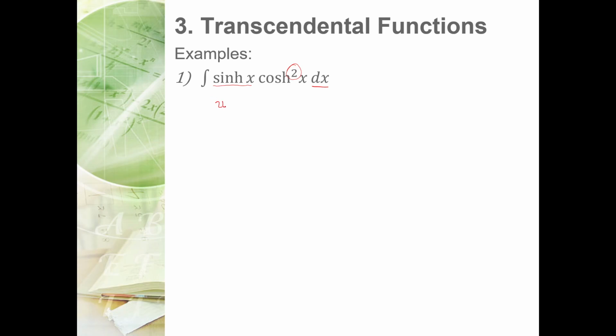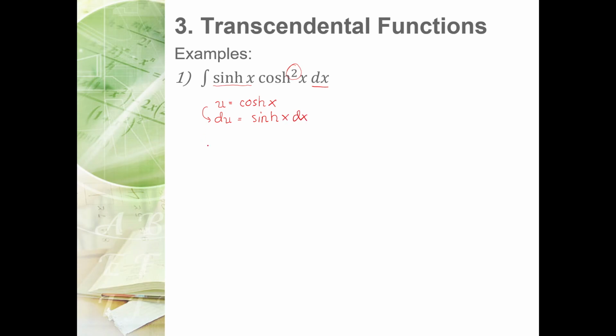So let u be the hyperbolic cosine. Then the derivative of your hyperbolic cosine is just a positive hyperbolic sine, right? Because there's no negative in the derivatives of hyperbolic sine and cosine. So both are positive values.